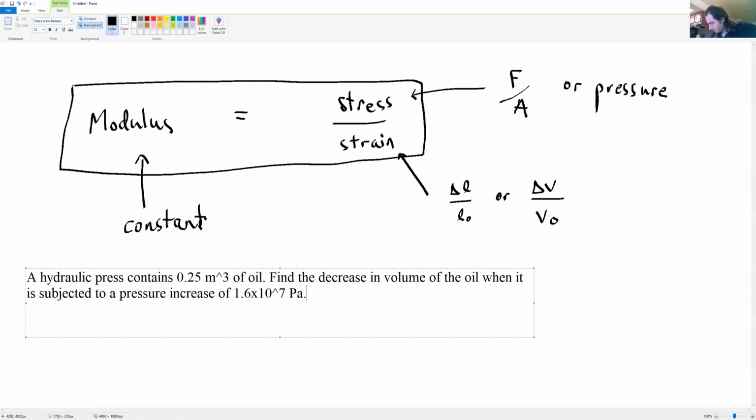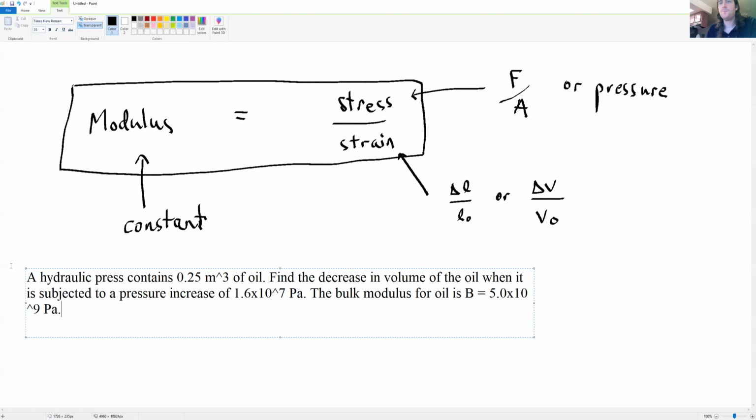Okay, the bulk modulus for oil is B equals 5.0 times 10 to the 9 pascals. Okay, we don't actually need that information. Right, so we won't actually need that extra bit of information they're trying to give us there.